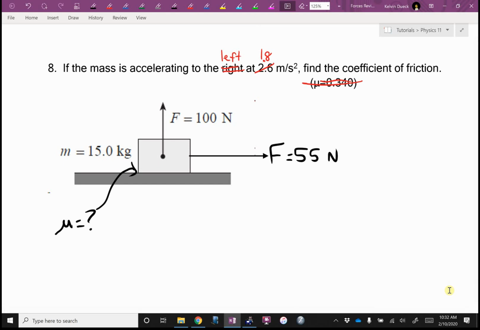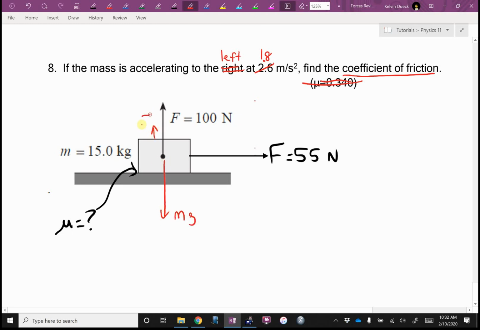Quiet, please. Focus in. Hey, I got 3 minutes. I'm going to go through this really fast. They want me to find the mu. We're accelerating to the left. This is about as tough as I can ask you. What are the forces acting on it? Get the obvious one. Gravity.